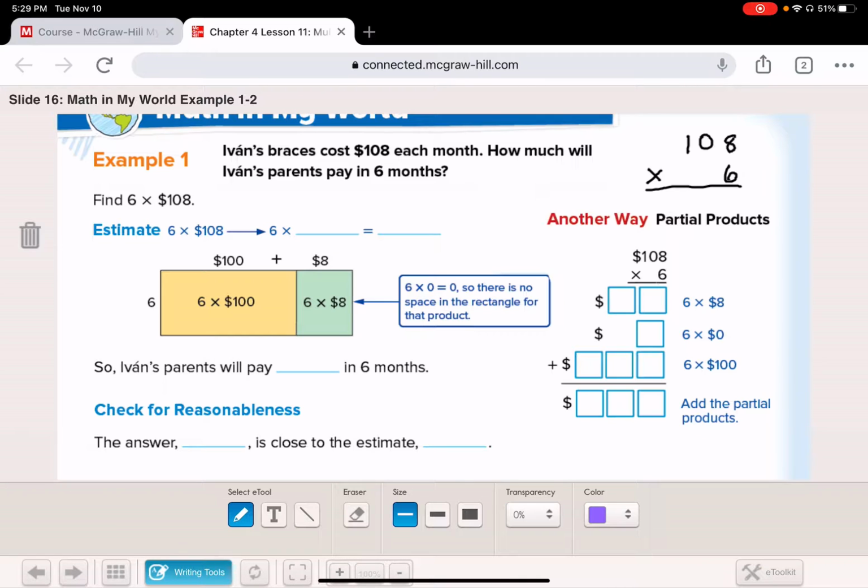We'll do 8 times 6 is 48. Put the 4 up here and the 8 down here. And then I'll do 0 times 6 is 0, plus 4 is 4. And then I'll do 1 times 6 is 6. And so the fourth way of solving it, I still get 648. So I know that this is absolutely the answer, 648.